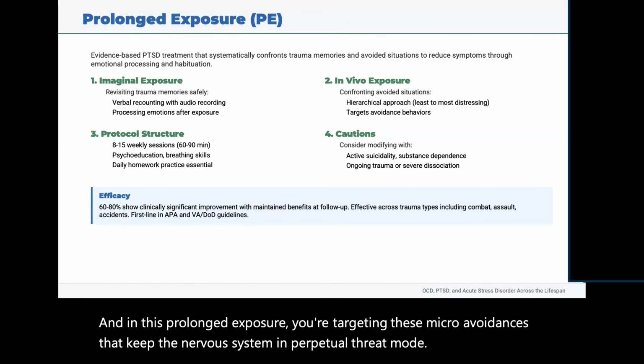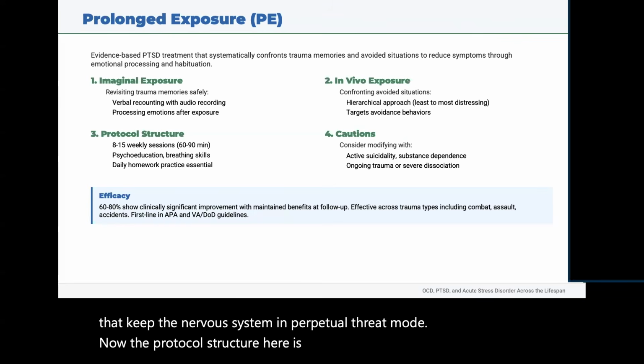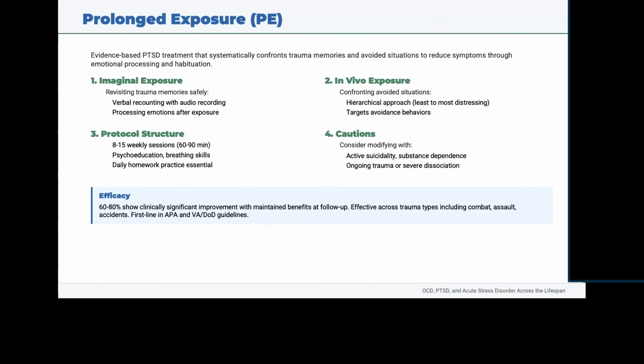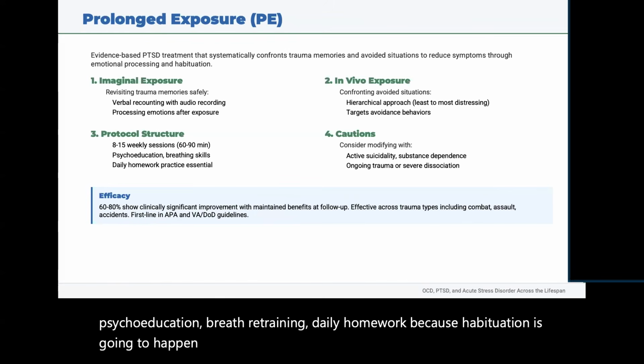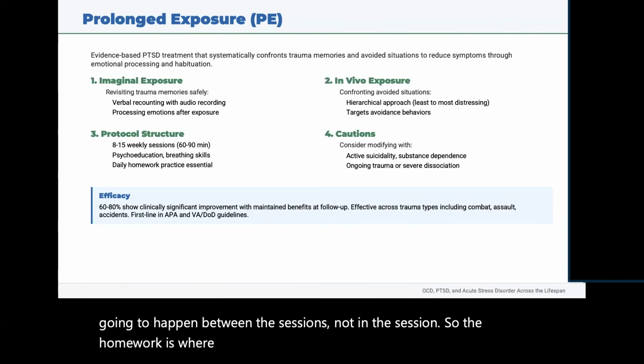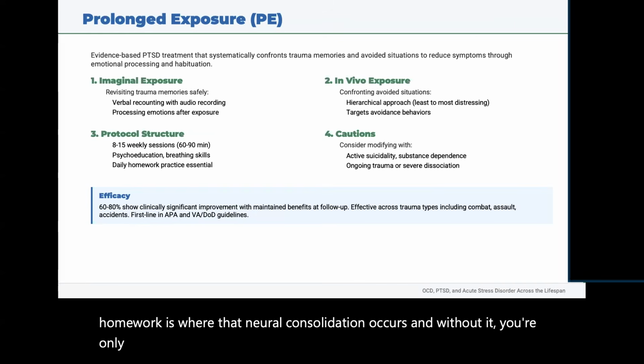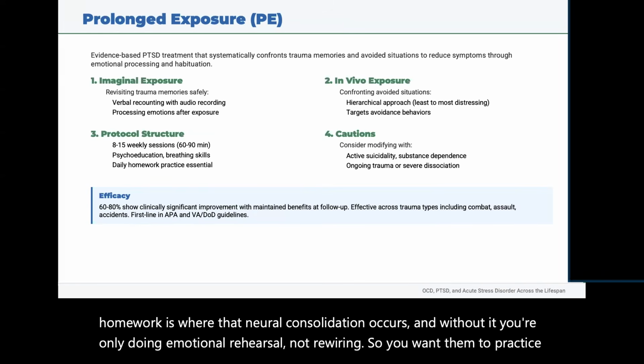Now, the protocol structure here is highly manualized. It takes a course over 8 to 15 weeks, about 60 to 90-minute sessions, and it includes psychoeducation, breath retraining, and daily homework, because habituation is going to happen between the sessions, not in the session. The homework is where that neural consolidation occurs, and without it, you're only doing emotional rehearsal, not rewiring. So you want them to practice this behavior.